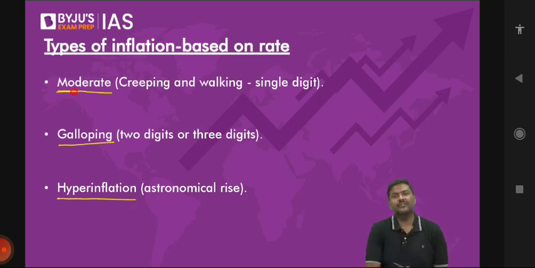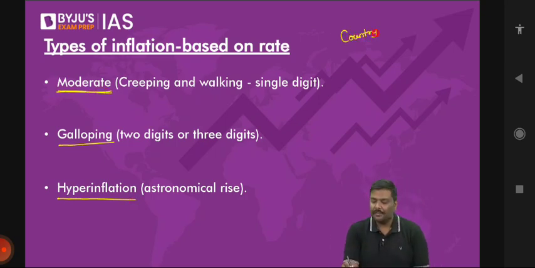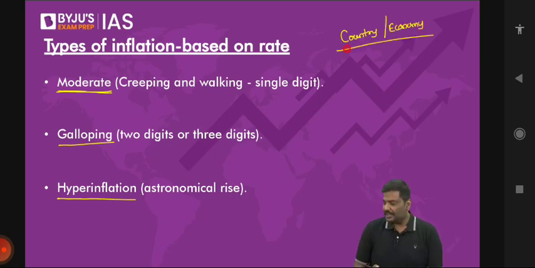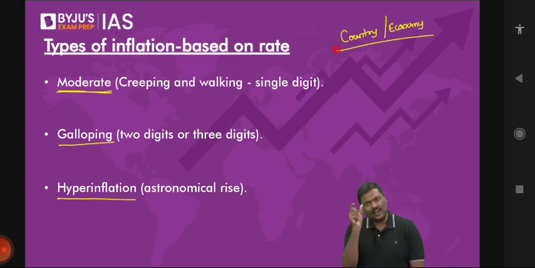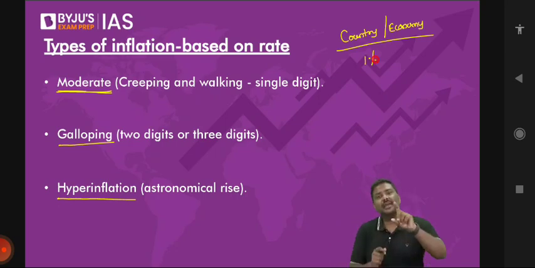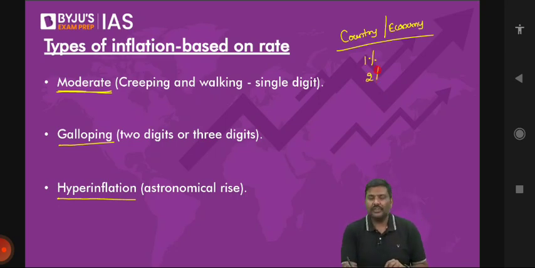What do you mean by moderate rate of inflation? Whenever a country experiences, I'm using the term country, instead of country, can I use the term economy? So whenever an economy experiences a very low rate of inflation, what do you mean by low rate of inflation? Let's say a 1% rate of inflation. A 1% rate means that from last year to this year, price levels have increased by only 1%. Or a 2% rate of inflation, or a 6% rate of inflation. So whenever an economy experiences a very, very low rate of inflation, that is called a moderate rate of inflation.